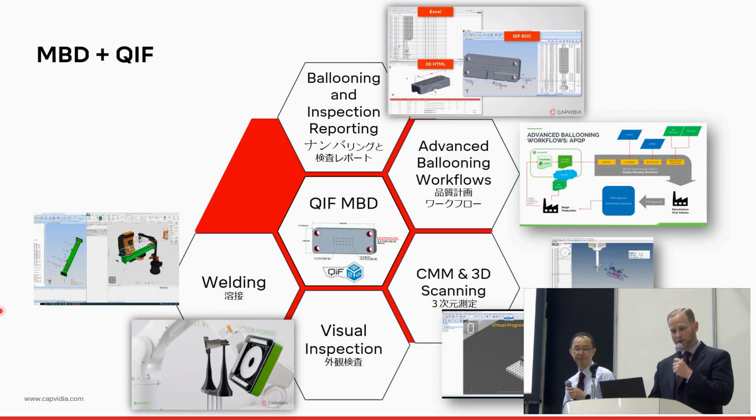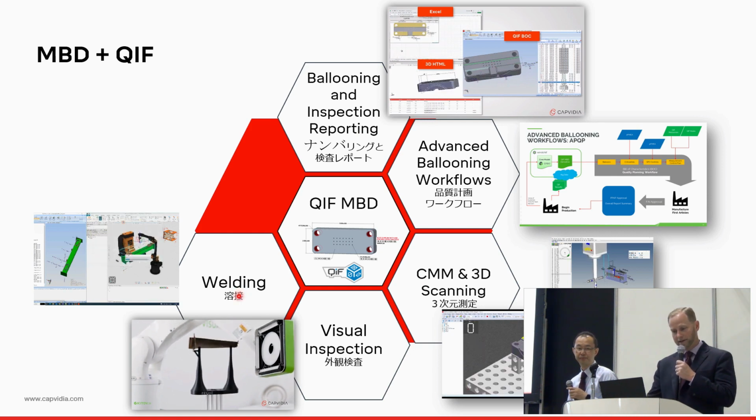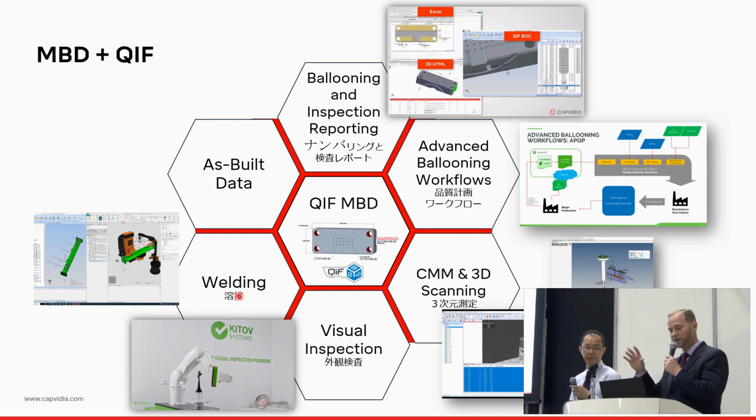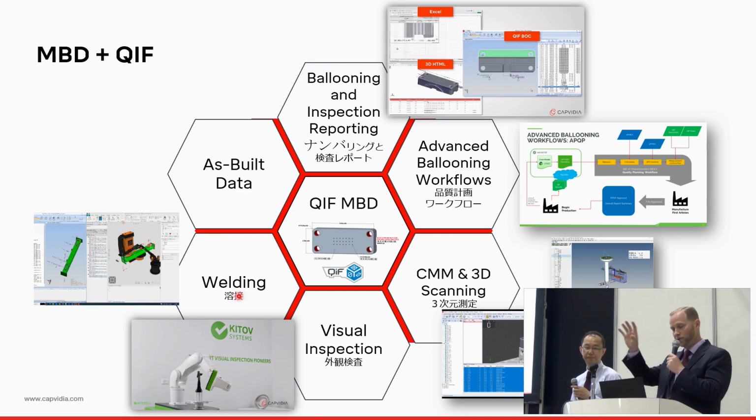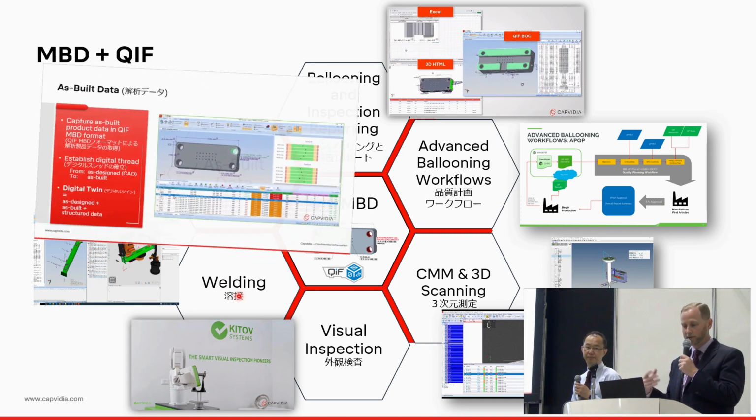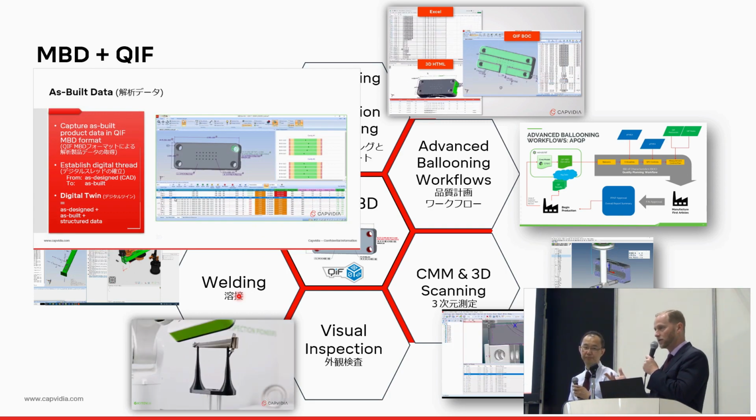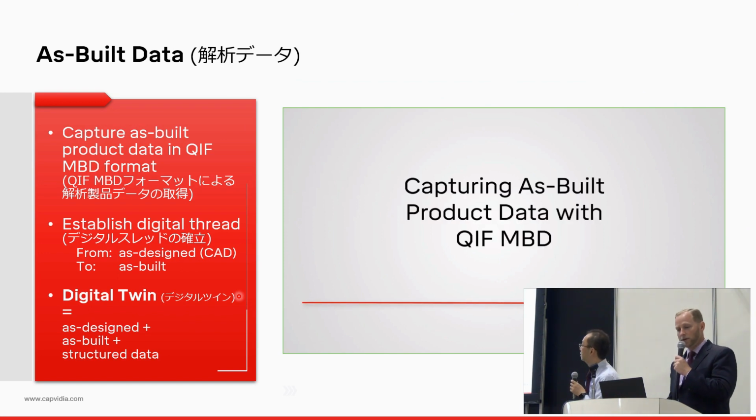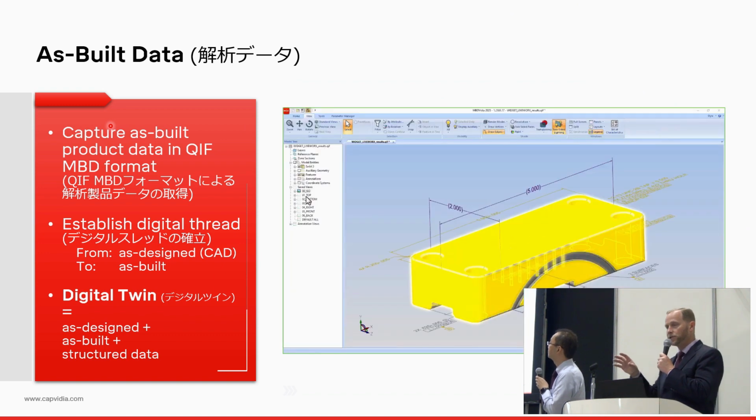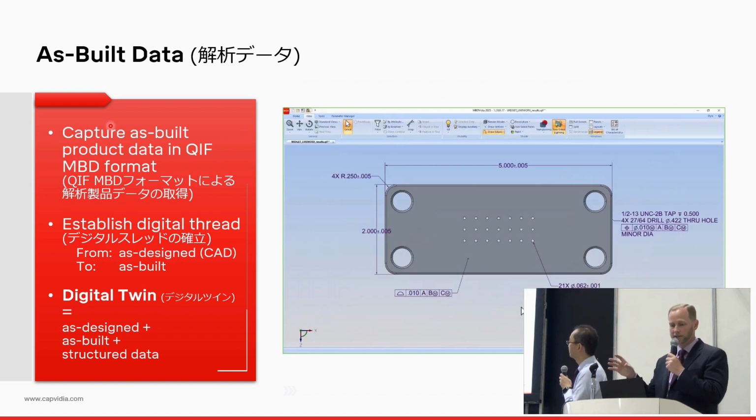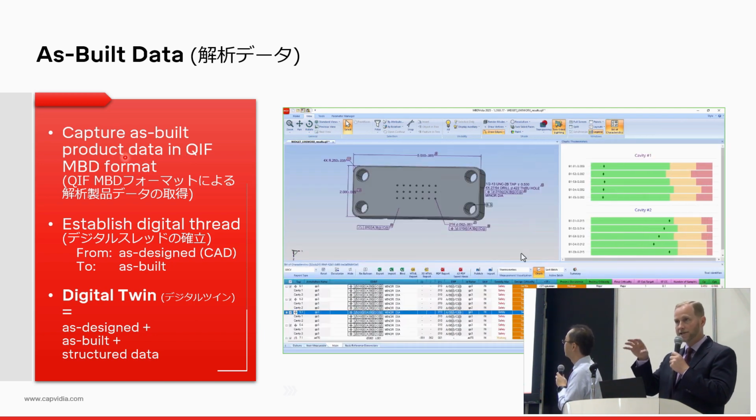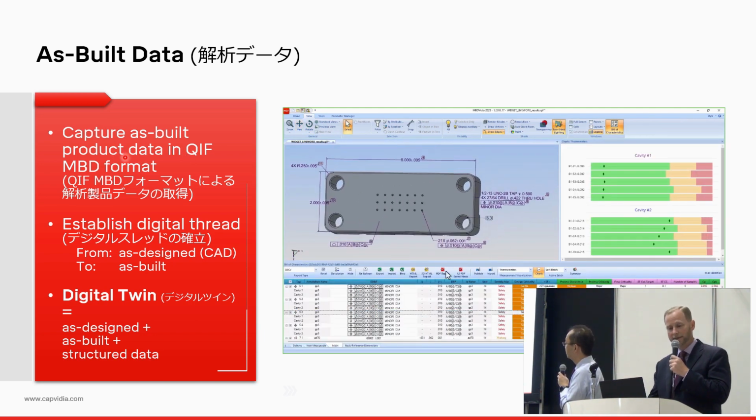So we've gone through all of these areas here. The final area that ties all of it together and brings it back to the full loop is gathering as-built data. In other words, gathering that quality data and associating it back to the model. So, what does this mean? We're able to gather information from metrology in a digital format and keep that associated to the QIF MBD definition.